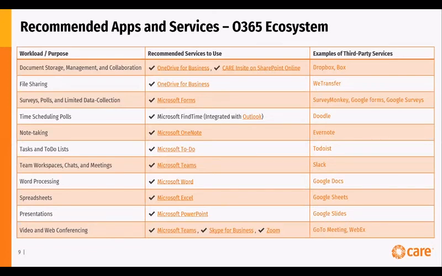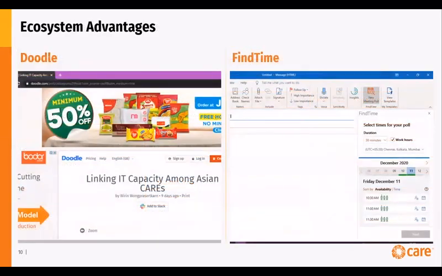I'll just give you an example. For today's meeting, I think a Doodle poll was created. We discourage our users from using Doodle poll, for the reason you can see on the screen. On the left-hand side is Doodle, on the right-hand side is FindTime, which is a Microsoft product and part of the Office 365 ecosystem. It is ad-free. It is integrated into Outlook.